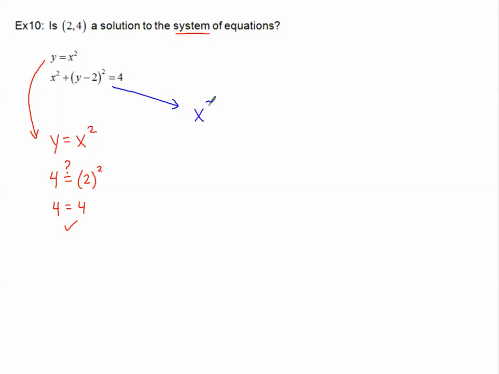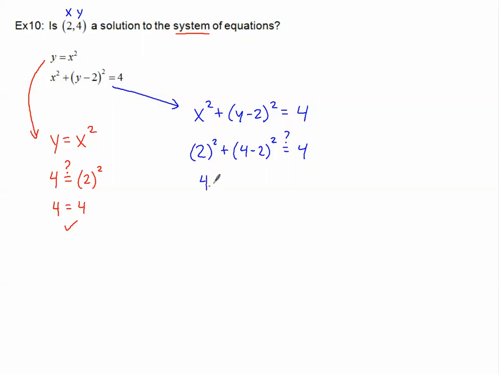So my second equation is x squared plus y minus 2 squared equals 4. Let's plug my x and my y in this equation as well. So my x squared becomes 2 squared. My y minus 2 becomes 4 minus 2, quantity squared, equals 4. I'm going to put a little question mark because I don't know if this is true or not.